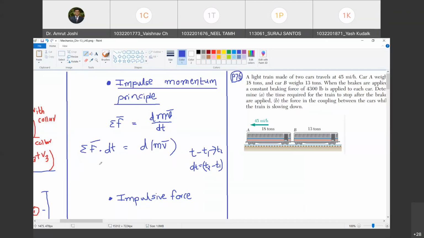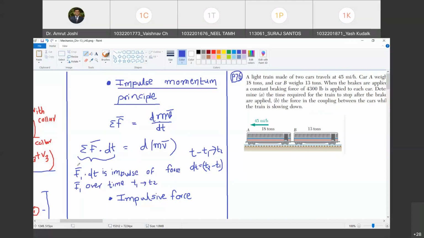Yes, sir. So what you see on left hand side is summation of impulses of all the forces. By definition, we define f1 bar into dt as impulse of force F1 over time T1 to T2. Are you with me? Yes, sir.